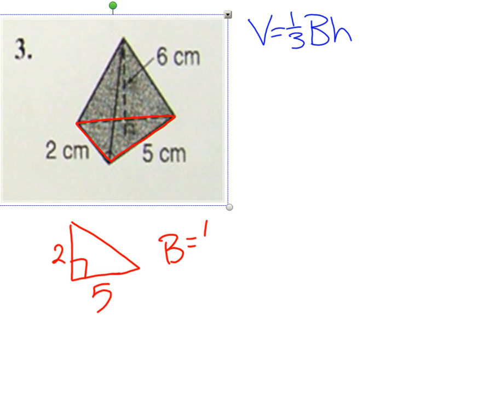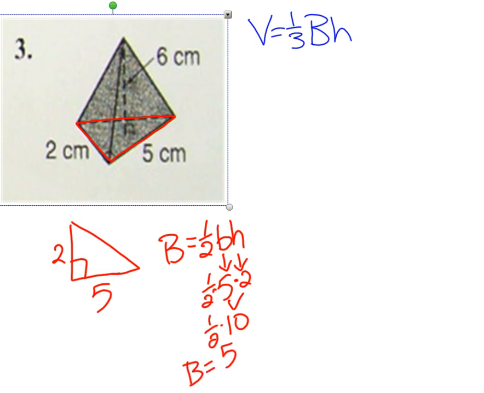The area of a triangle is 1/2 of the base times the height. Now this base and height is only talking about just this triangle here. So what is the base and height of the triangle? 5 and 2. So multiply those, which is 10, and half of 10 is 5.